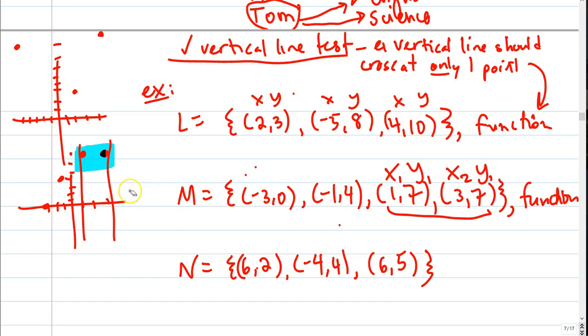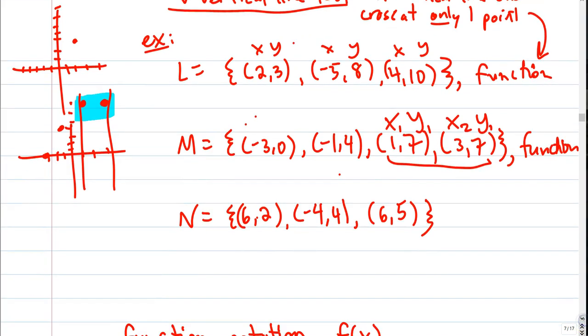So you're like, well, I could draw a horizontal line. Well, great, there's a horizontal line test. But that's not for functions. That's for one-to-one functions, which comes out later on. So basically, this is still a function. Every x goes to exactly one y value. Okay? What about this next one?